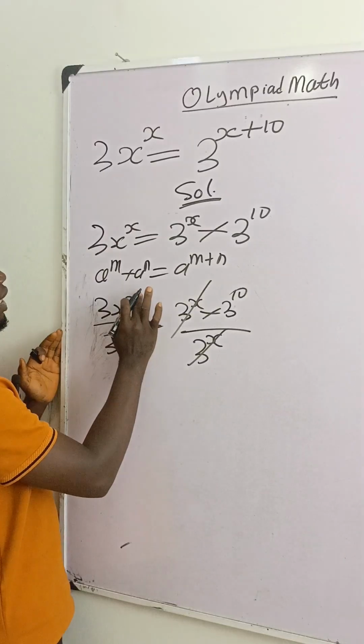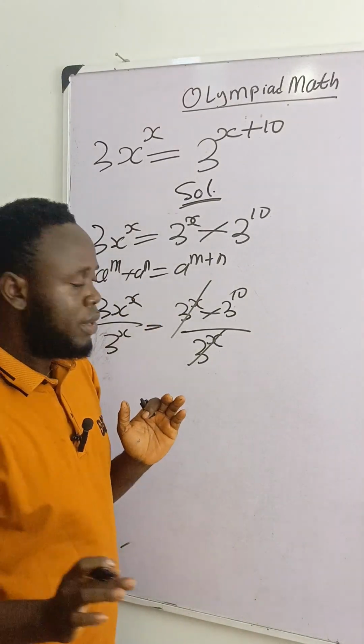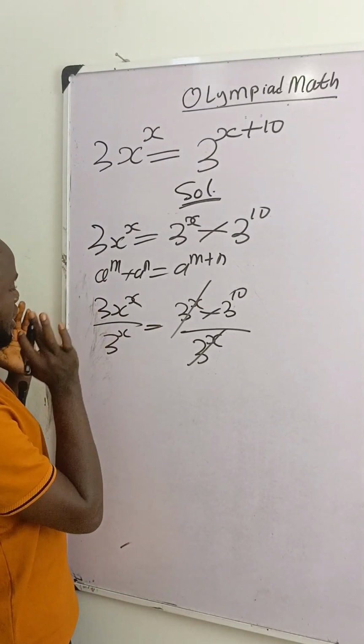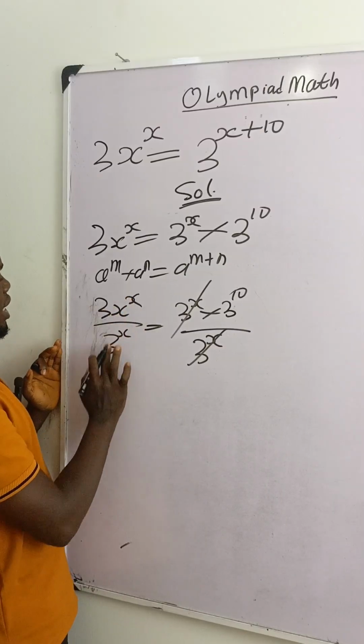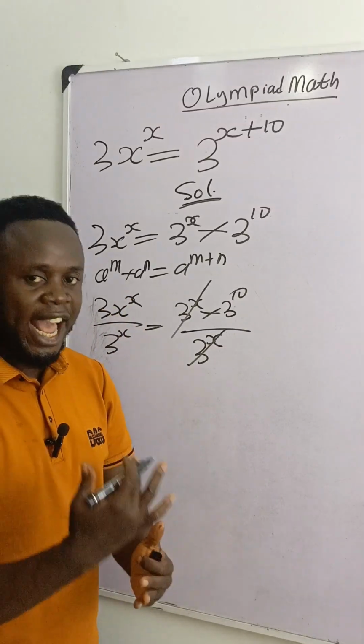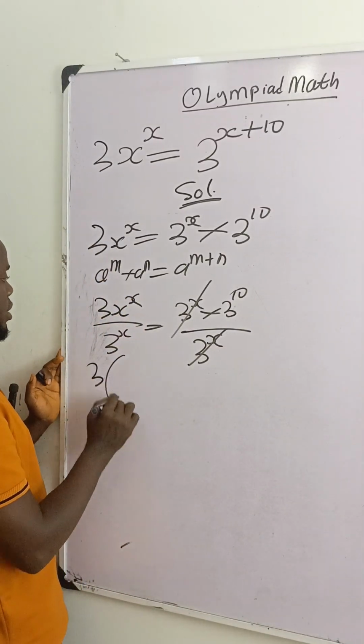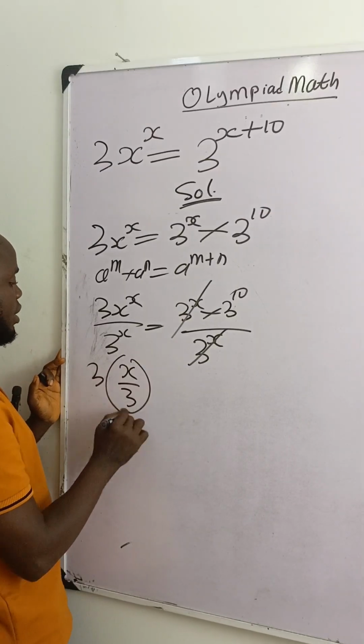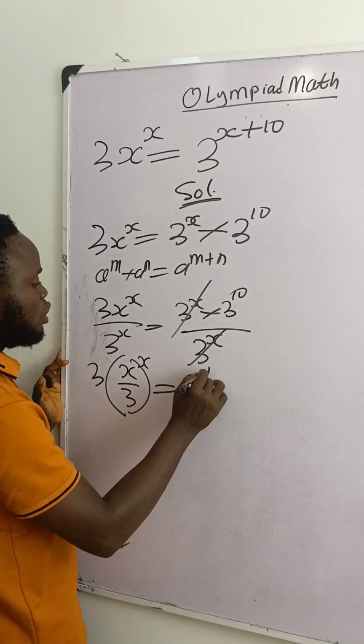If you look at left hand side, you see that the exponent is x. The exponent here is x. So this x and 3 here have common exponents. You know the formula: x over 3, you raise it to one of the exponents, is equal to 3 raised to the power 10.